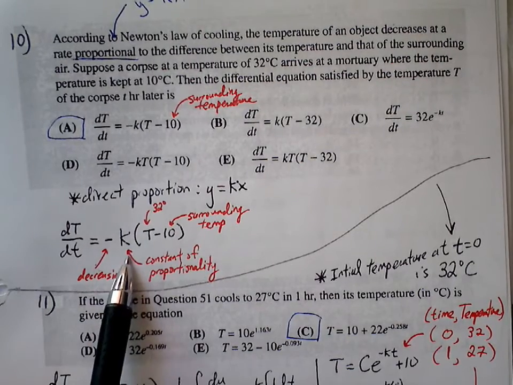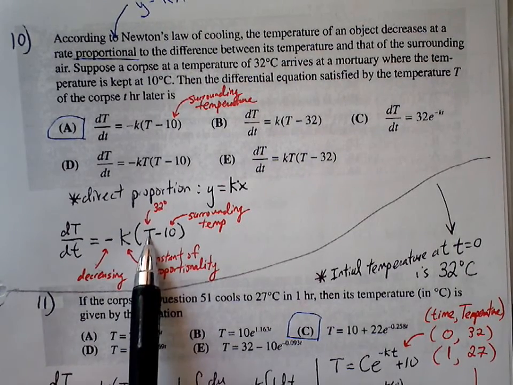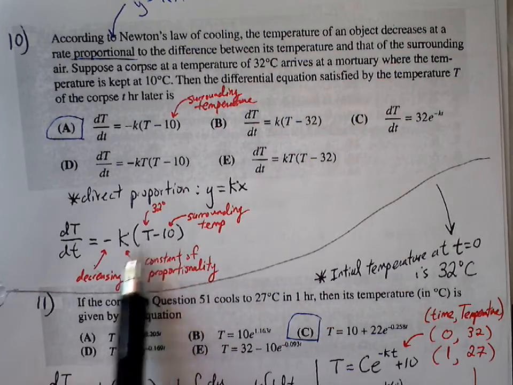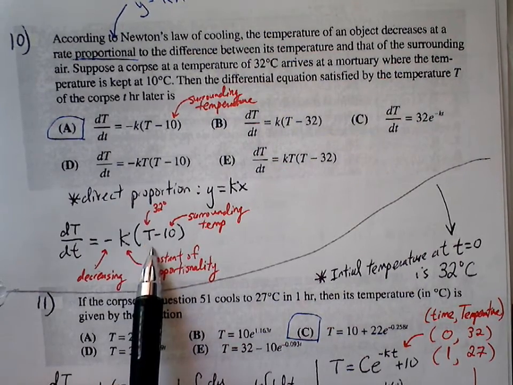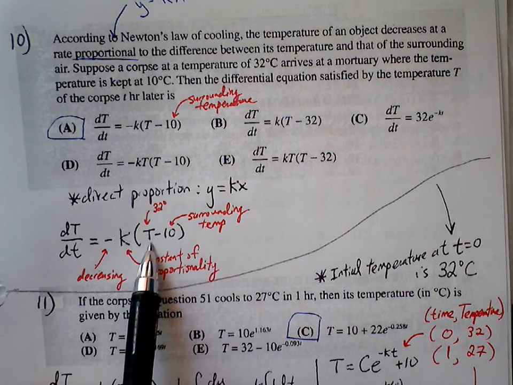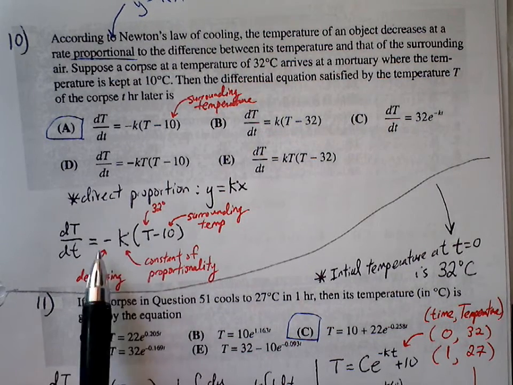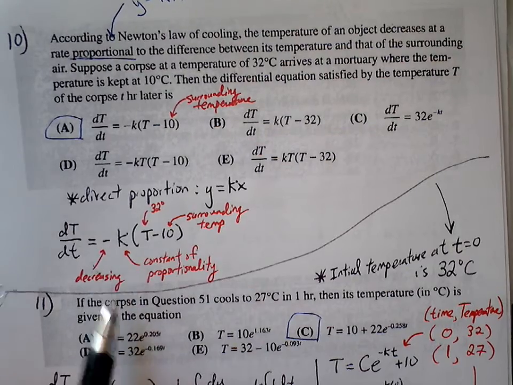So we got the constant of proportionality, we got that temperature 32 minus 10, and that T represents the initial temperature. We know this T is continually changing, right? It's going to keep decreasing here. And so that negative will take care of that. So answer choice A.